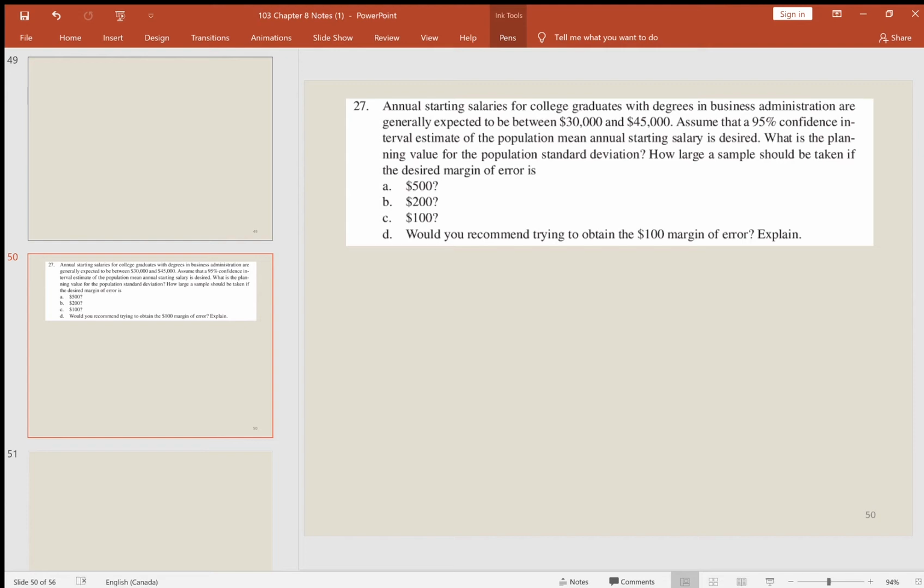Explain. Okay, so first of all, margin of error is given to us in different parts here, and we are required to calculate the sample size. So we know that the formula for calculating the sample size is n is equal to z alpha by 2 squared times sigma squared divided by e squared. Now we are supposed to calculate the planning value.